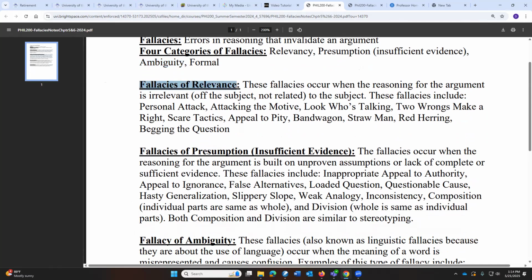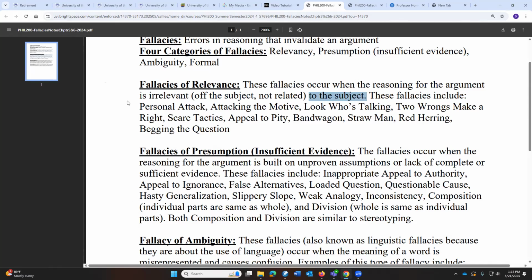Our fallacies of relevance. Well, first off, you can get a sense from the word that it has something to do with everything that's relevant. So these fallacies happen when the reasoning for the argument is irrelevant, meaning that it's off the subject. It's not related to what's going on. Like people say, hey, let's stick to the subject here. So this fallacy occurs when people bring things into the discussion or into the argument that really don't have anything to do with coming to your conclusion.